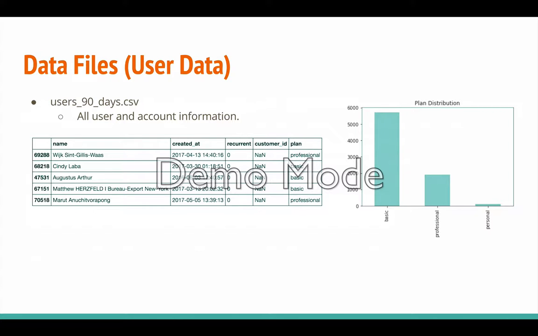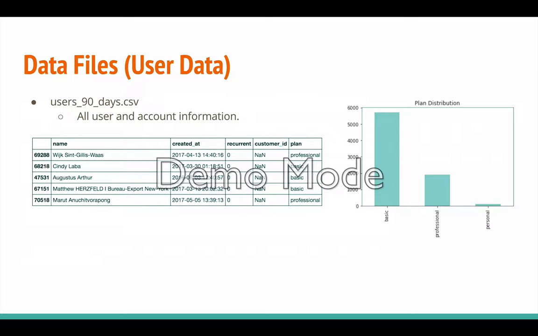The first one is the user data file. It's called users 90 days CSV. It contains all user information like user ID, name, when that user was created, whether that user used the recurrent export feature or not, and their customer ID and plan. On the right hand side you can see the plan distribution. Basically you see a lot of basic users, and then I think 1/4 of them are professional and personal users.